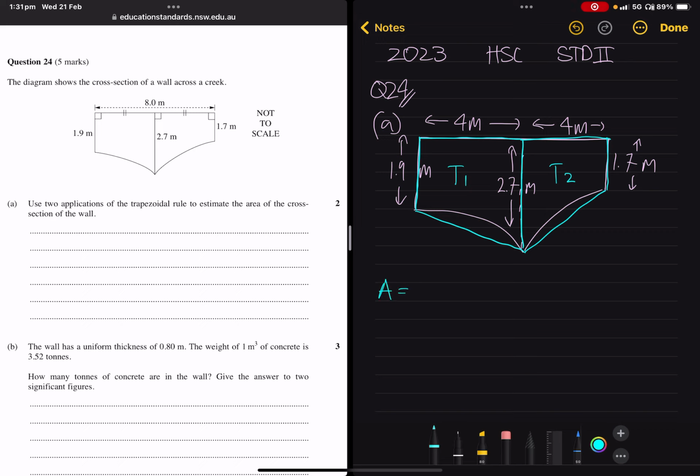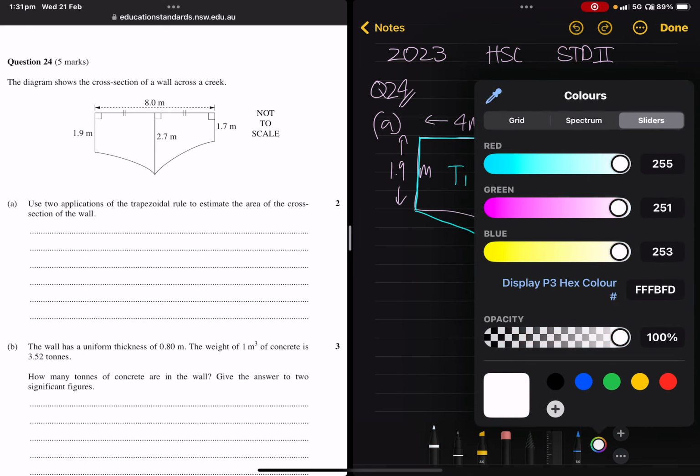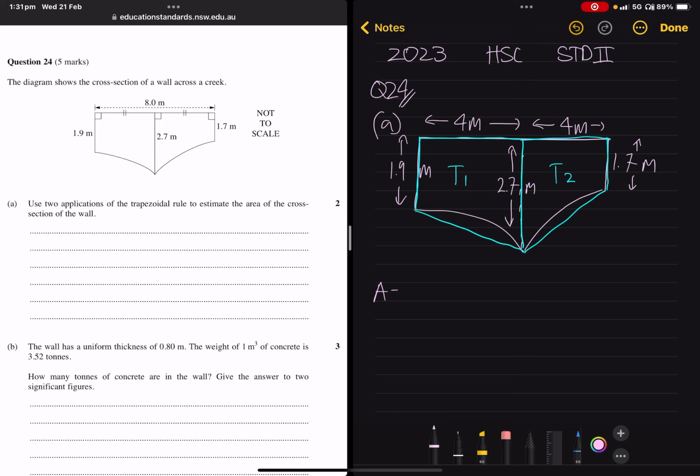So the area, I'll change back to my original color, is going to be equal to the height divided by 2, so 4 divided by 2, times the sum of the sides, 1.9 plus 2.7. That's the first trapezium. This is trapezium 1. Plus the height divided by 2, well, that's 4 divided by 2. In this case, the 4s are the height because of the orientation. Multiplied by the sum of the two sides, that's 2.7 plus 1.7.